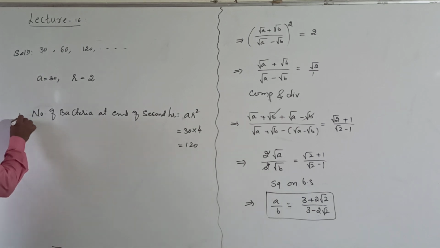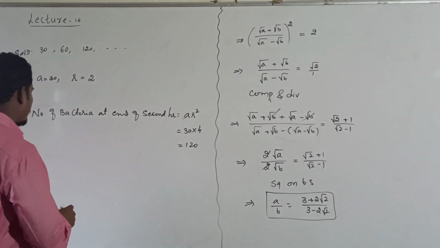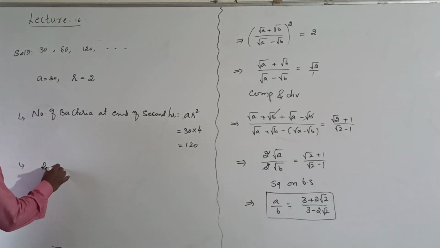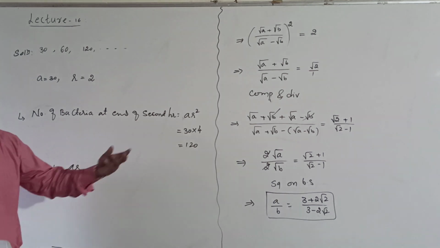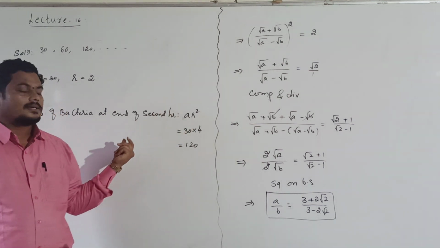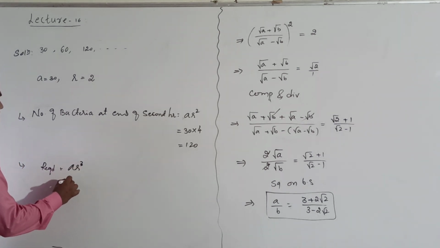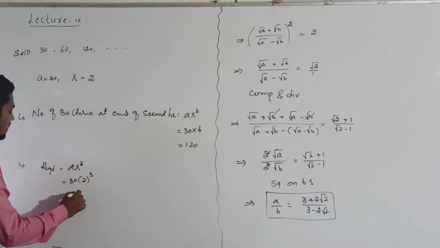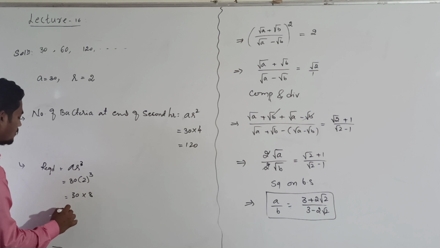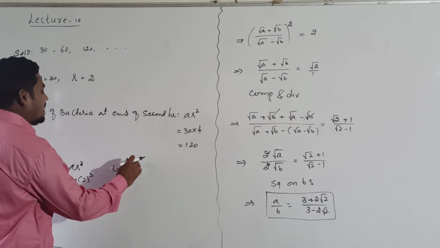Then what is the second question? Number of bacteria at the end of fourth hour. Fourth hour means: A R is second, A R square is third, fourth means A R cube. That equals A is 30 into R is 2 cubed, that is 30 into 8, 240 bacteria.